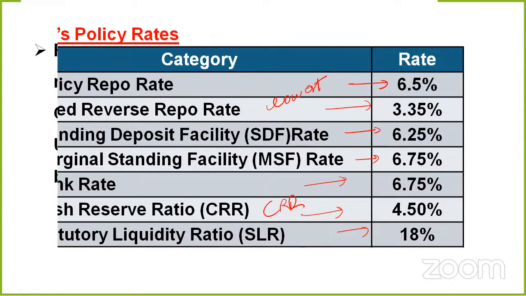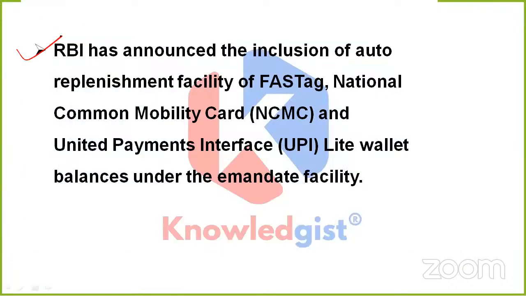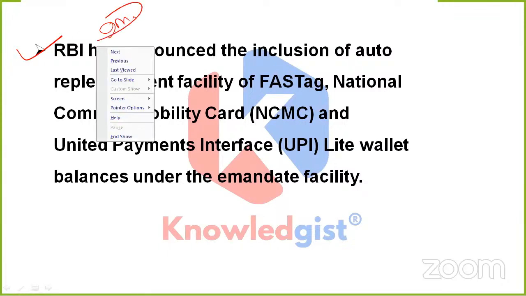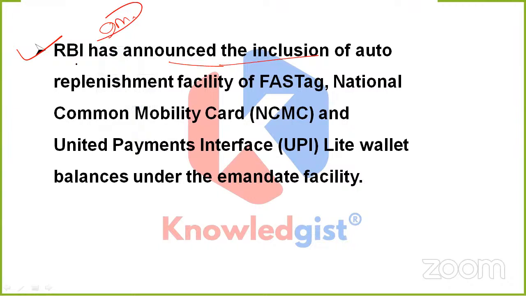Clear? Another piece of information, which is important: RBI has announced the inclusion of an auto replenishment facility for FASTag, NCMC card, which we all know is the National Common Mobility Card. We have already discussed it. And last is United Payments Interface, that is UPI Lite wallet balances, and these have all been done through these new amended facilities.